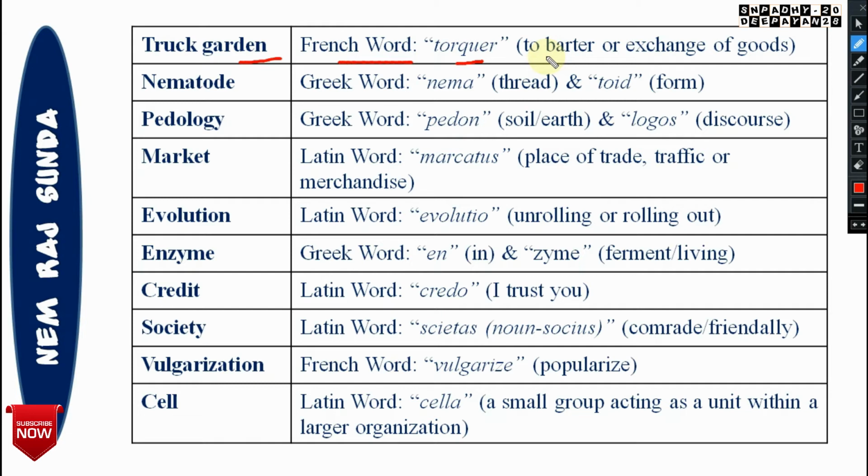That is troquer, French word. Then coming to nematode, that is a Greek word. Nema means thread and eidos means form. Thread form of the organism, that is nematode.